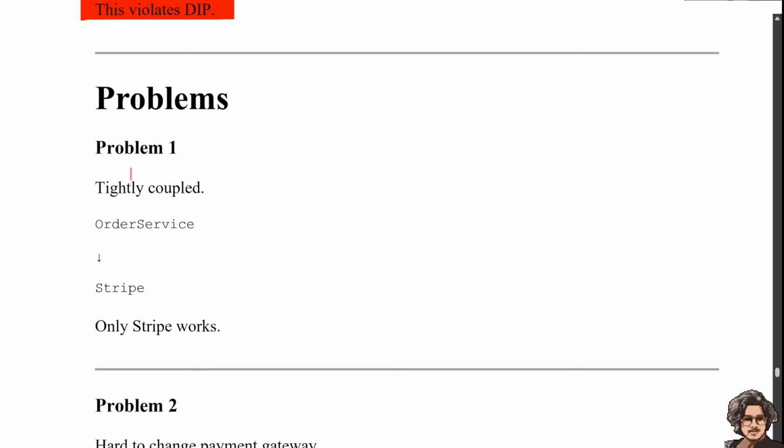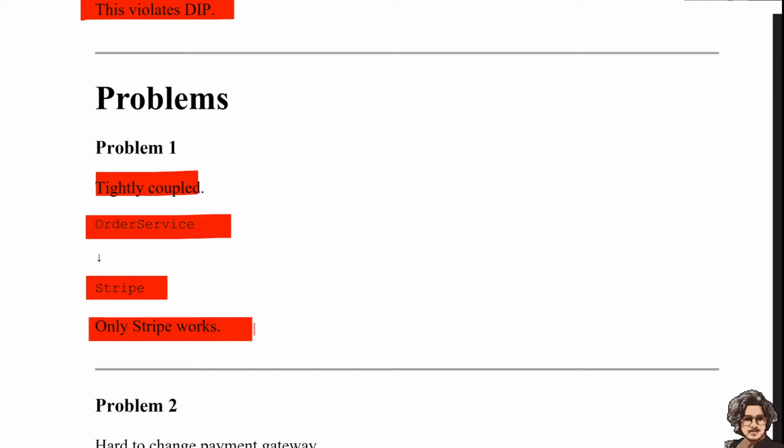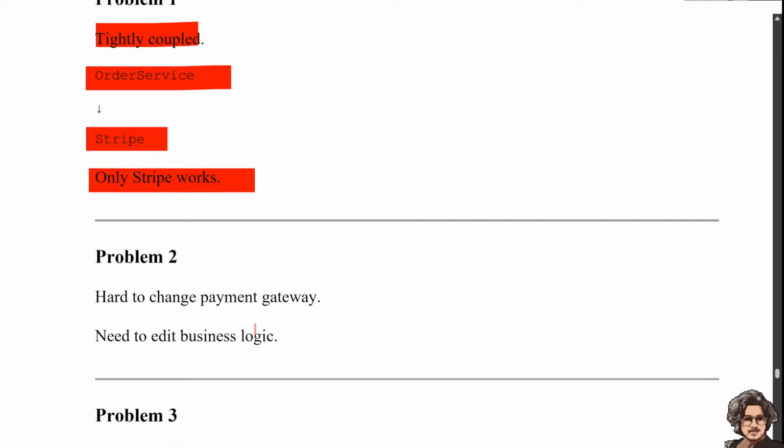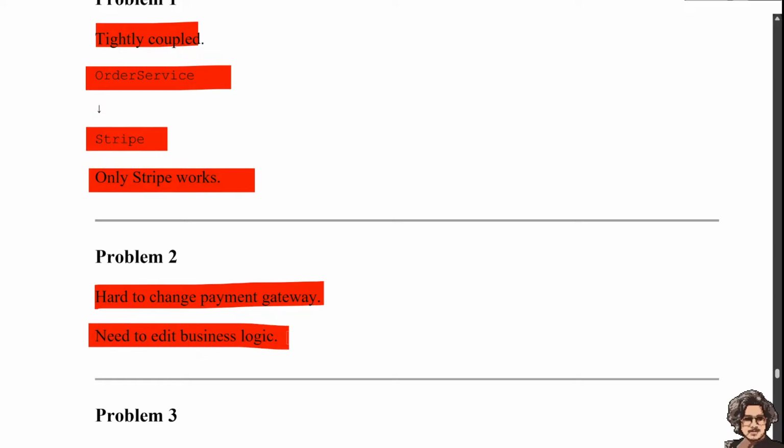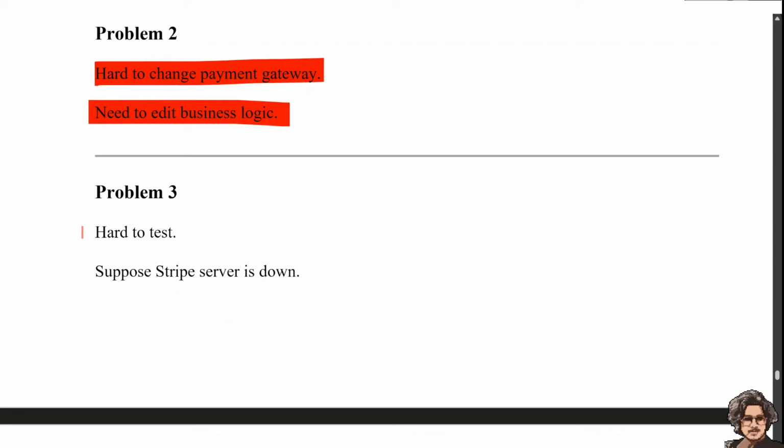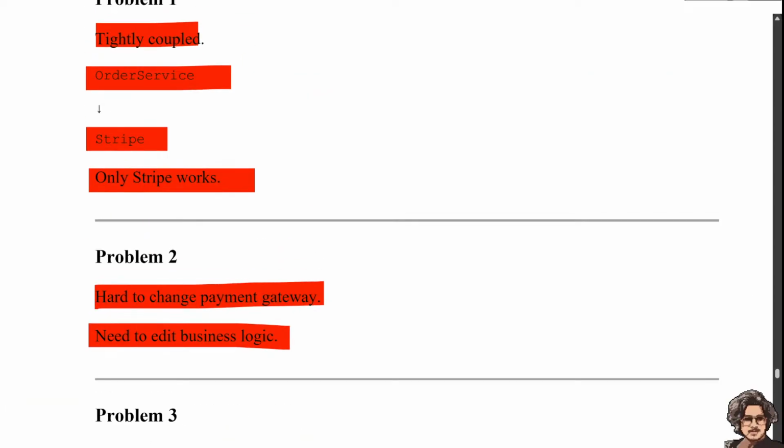The problem is that it is tightly coupled. The order service depends on Stripe, and only Stripe works, so it is hard to change the payment gateway. First, it is tightly coupled. Second, it is hard to change the payment gateway. Third, we need to edit the business logic.